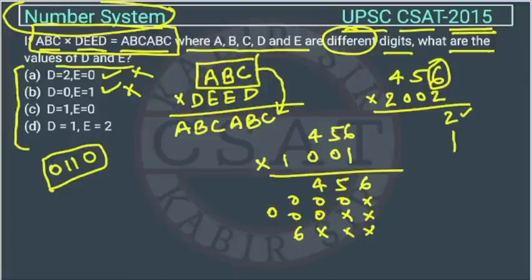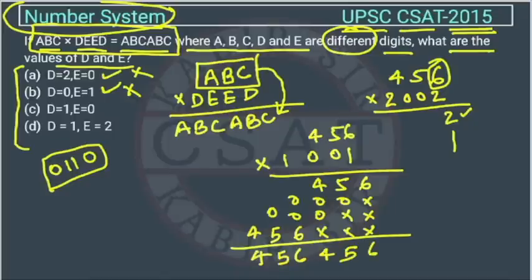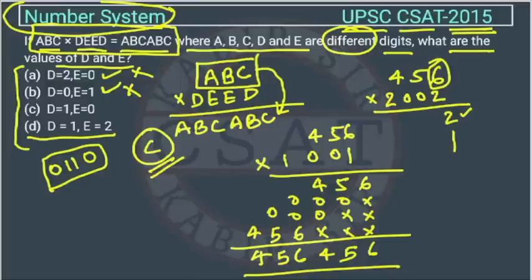So this will be 6 5 4, right? So in this we are getting 4 5 6 4 5 6. Okay, so this is correct because we got what is given in the question, right? So the answer of this question is option C. You can check even option D also, we will not get this ABC, right?